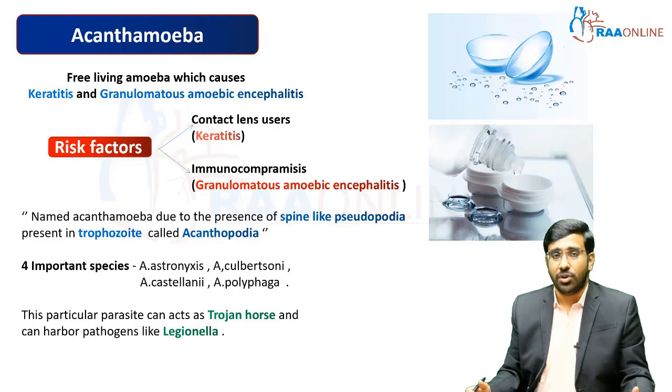In keratitis, the risk factor is corneal ulceration, which is due to improper use of contact lens and contamination of contact lens solution. And in granulomatous amoebic encephalitis, it's predominantly due to bathing in river areas where there is brackish water.